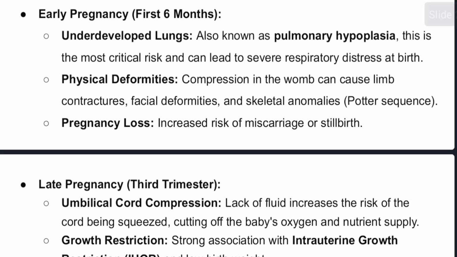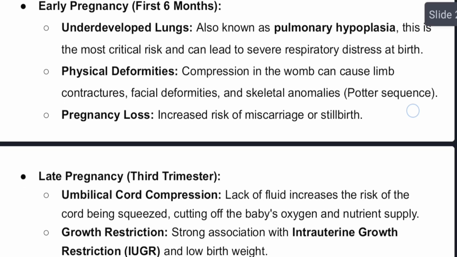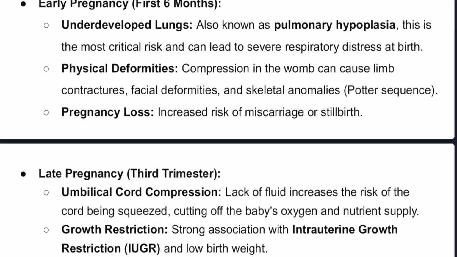In early pregnancy, in the first 6 months, if there's oligohydramnios, some of the complications may include underdeveloped lungs, also known as pulmonary hypoplasia. Now, this is the most critical risk and can lead to severe respiratory distress at birth. There may also be physical deformities. Compression in the womb can cause limb contractures, facial deformities, and skeletal anomalies. There may even be pregnancy loss. There's increased risk of pregnancy loss with oligohydramnios in early pregnancy.